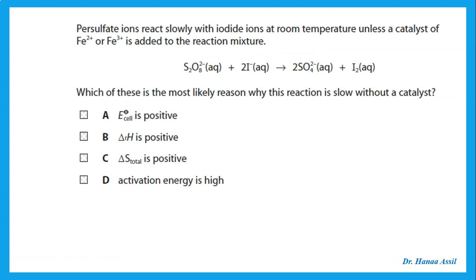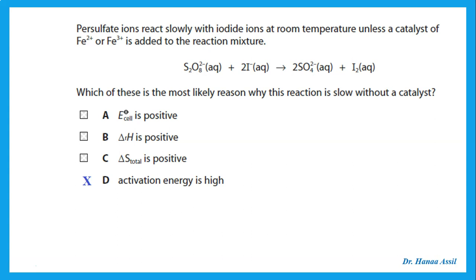Again, these persulfate ions react slowly with iodide. And we said we use a catalyst of iron 2 or iron 3 added to the mixture. Which of these is the most likely reason why this reaction originally is slow? We said this reaction originally is slow without a catalyst. And when we use a catalyst, we use the iron 2 or iron 3 as the catalyst.